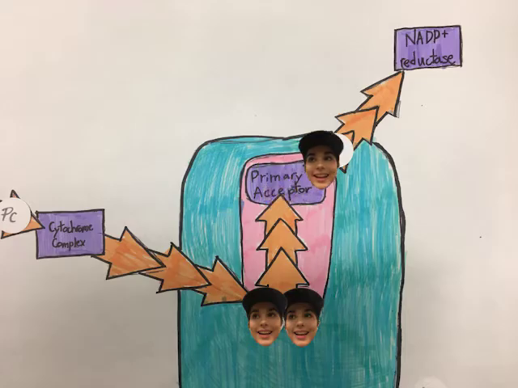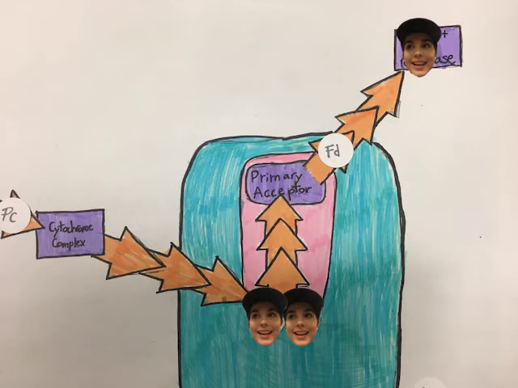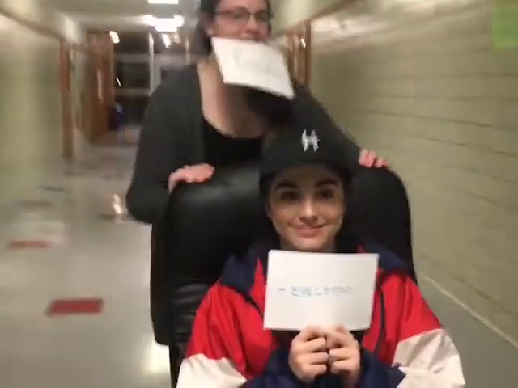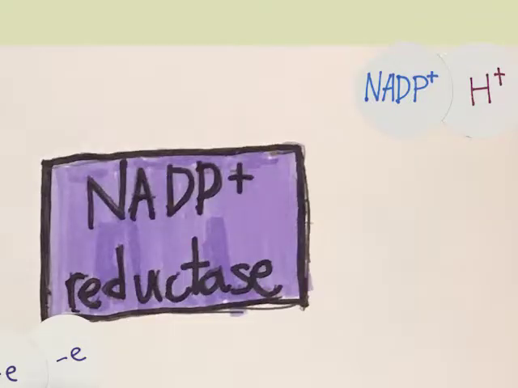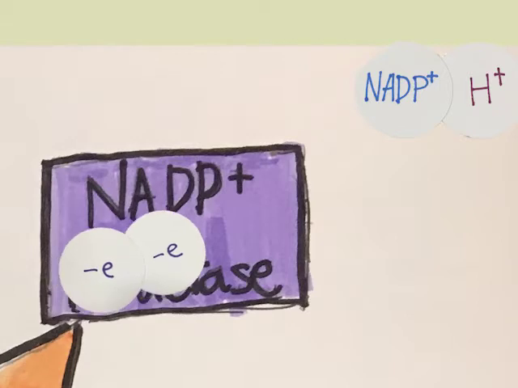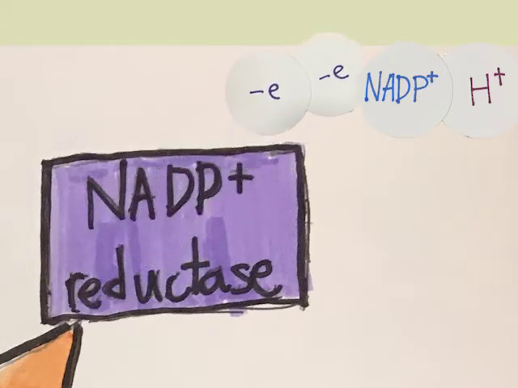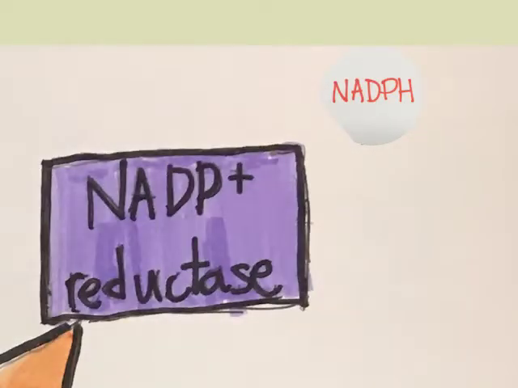The electron from photosystem 1 is passed down a second electron transfer chain that involves ferredoxin, which is also called FD. NADP+ reductase causes the transfer of the electron from ferredoxin to NADP+, an energy carrier. 2 electrons are required to bond with NADP+ to form NADPH.